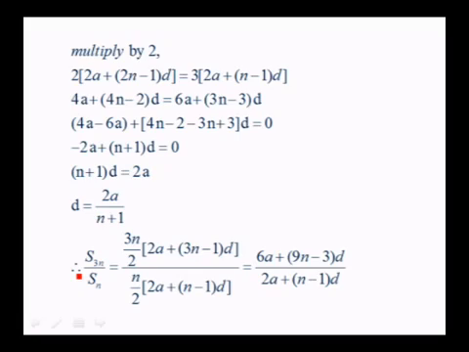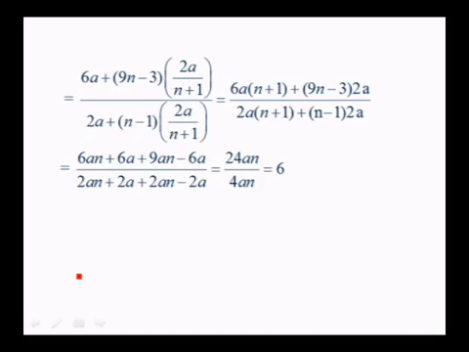Now I want the ratio S3n by Sn. You know these two values. S3n you have already calculated there. Sn is also known. So write those two values. You get 6a plus 9n minus 3 into d divided by 2a plus n minus 1 into d. But you have obtained the value of d. Substitute that value of d there. Then if you substitute the value of d and simplify, you get 24an by 4an, that's equal to 6. The option is 6.